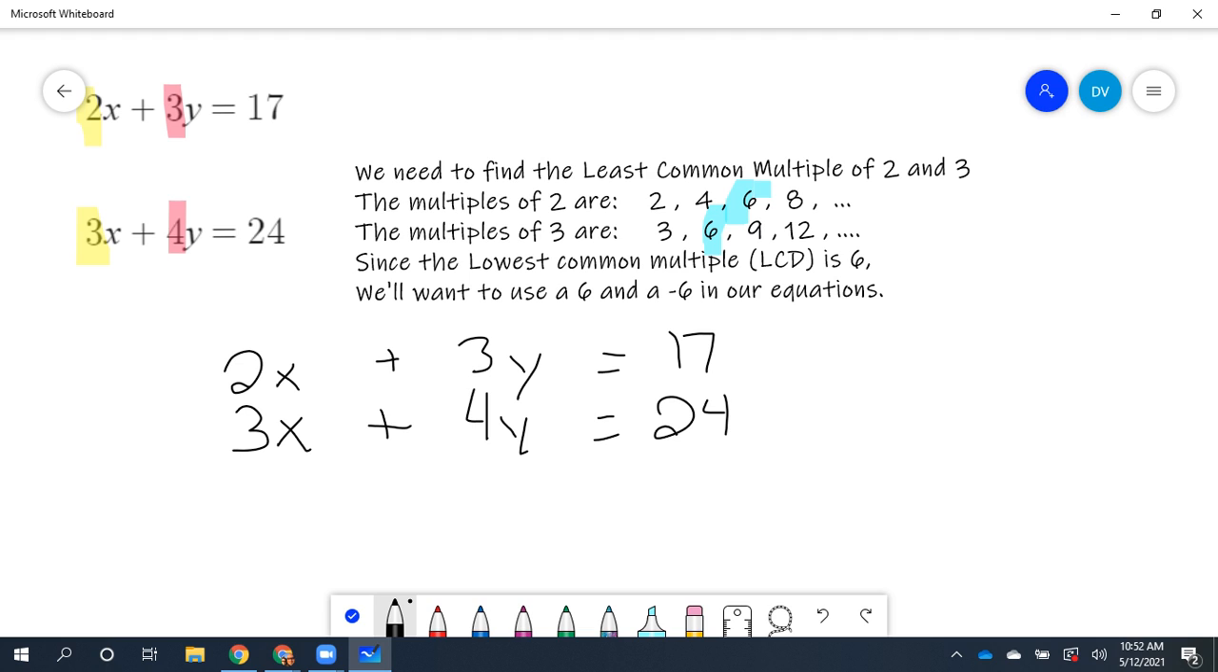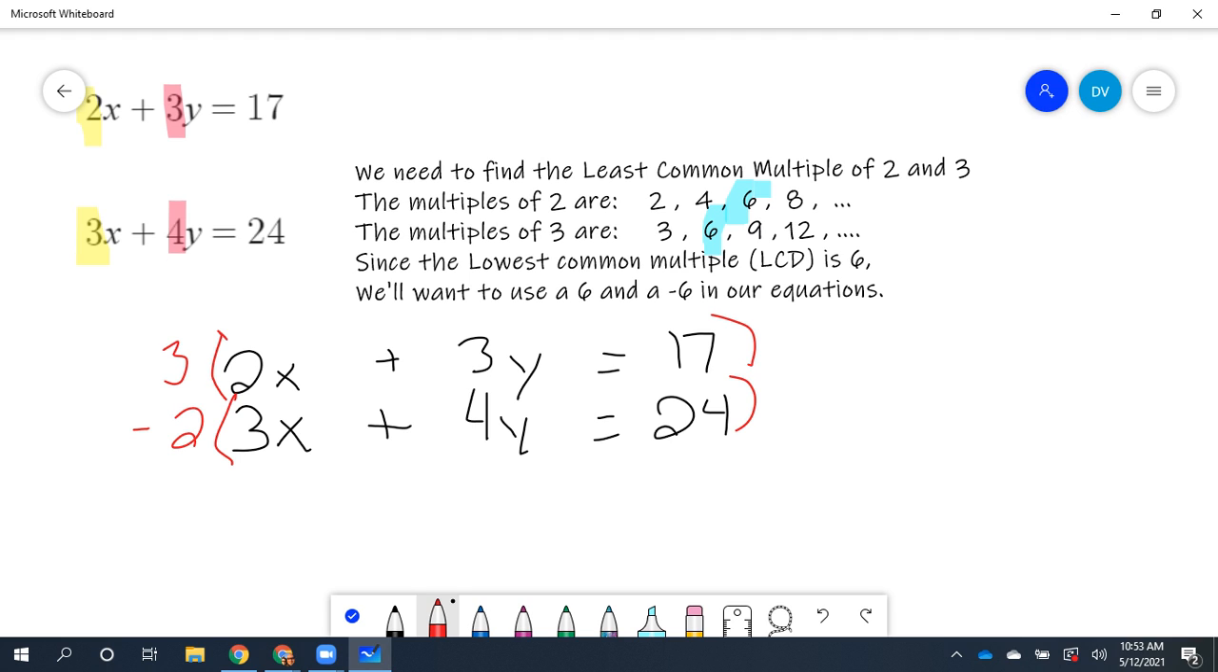Now, one more time, let me remind you, these two numbers, we're going to want those to be a positive 6 and a negative 6. So to get that to happen, let's put the positive 6 first. To get that 2 to be a 6, we have to multiply by 3. 3 times 2 is 6. And we need a negative 6 for the other equation, because we want these to add up to 0. We want them to cancel out. We need to multiply that by negative 2.